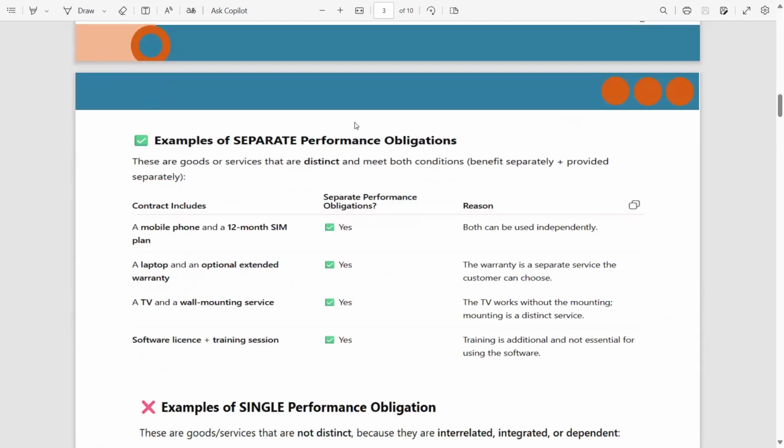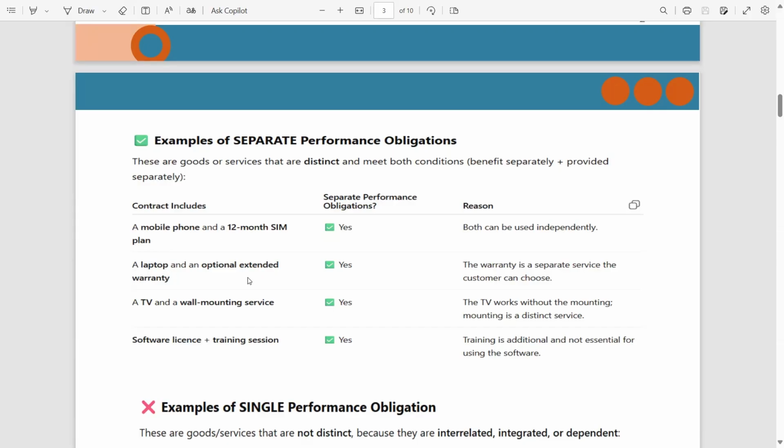Now, examples of separate performance obligations. These are goods or services that are distinct and meet both conditions: benefit separately, provided separately. The contract includes a mobile phone and a 12-month SIM plan. Separate performance obligation? Yes. Why? Both can be used independently.